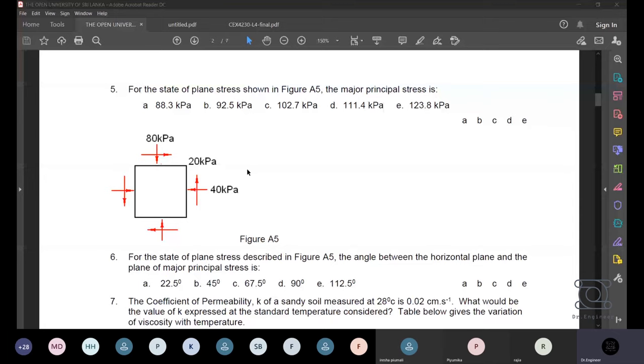So what is my major principal stress? 60 plus 20 root 2. If you just calculate in your calculator, 60 plus 20 root 2, it's 88.28. So the answer is the first option. So without using your pen, with the help of your calculator, you can directly find out the answer. I'll just quickly run through the calculation using the board also.